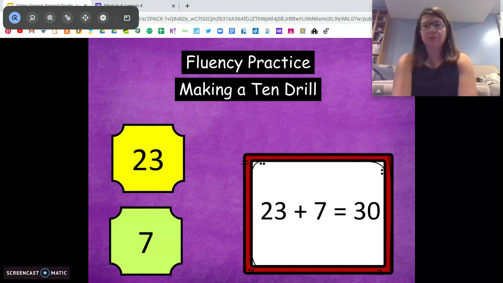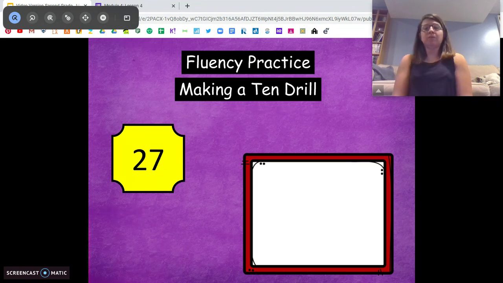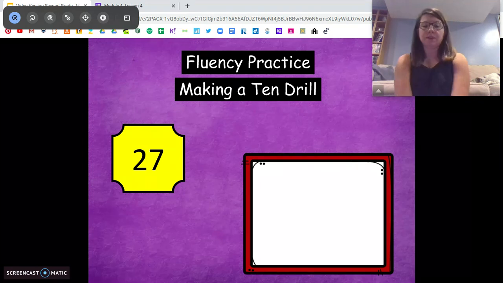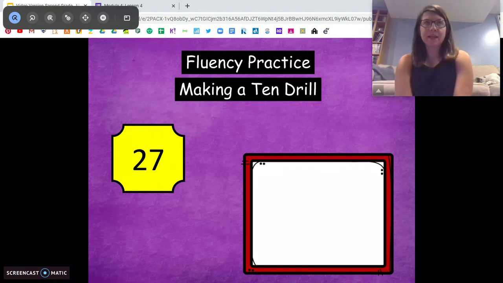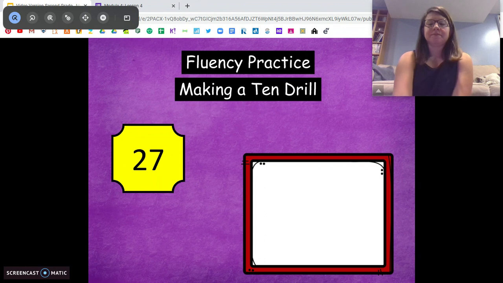23 plus 7 equals 30. Very good. All right, try this one. We're at 27. We're going up to the next 10. How many do we need to make a 10? 3. Awesome. 27 plus 3 is 30.